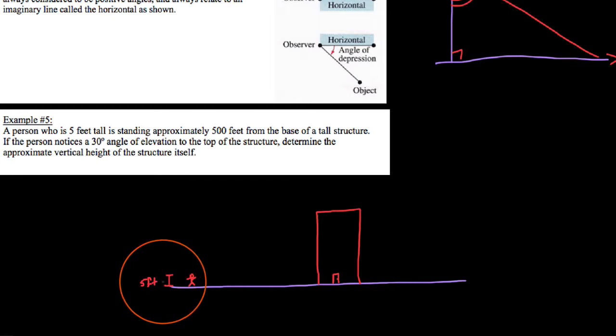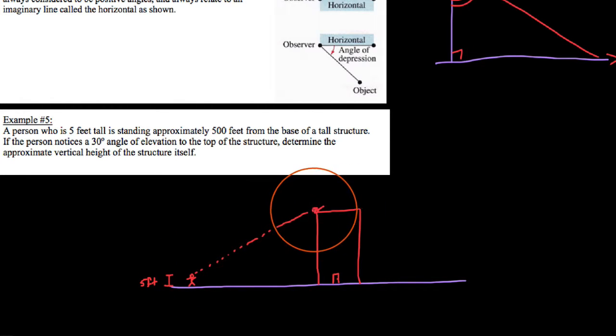This was already given to us, and this angle of elevation that they're noticing, you have to understand that from their point of observation to the top of this building, they have an angle of elevation of 30 degrees. But you have to keep in mind that 30 degrees is up from the horizontal, and since their head is not on the ground, you have to imagine that there's an imaginary line that runs right here, and that our angle of elevation is really this angle right here. It's running 30 degrees up from their point of observation, the observer, which is their eyeballs.